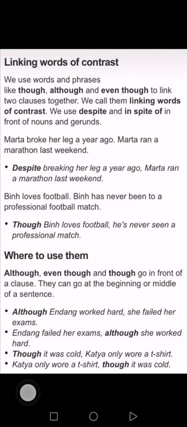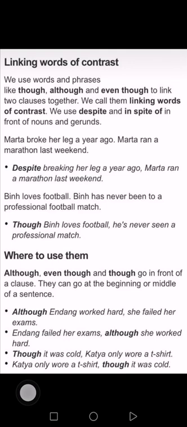For example, although Angel worked hard, she failed her exams. Another example, though it was cold, Katie only wore a t-shirt. We have two sentences, but they have contrasting ideas. It was cold, but she wore a t-shirt. Okay.